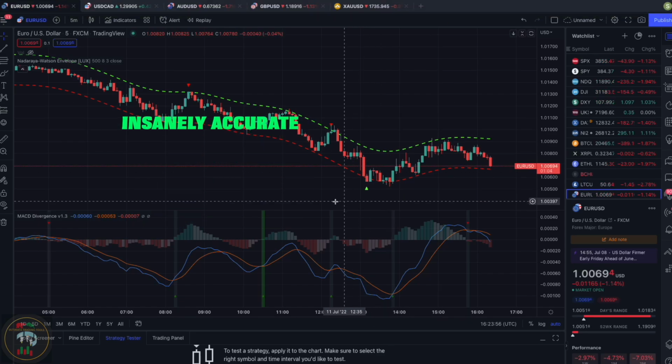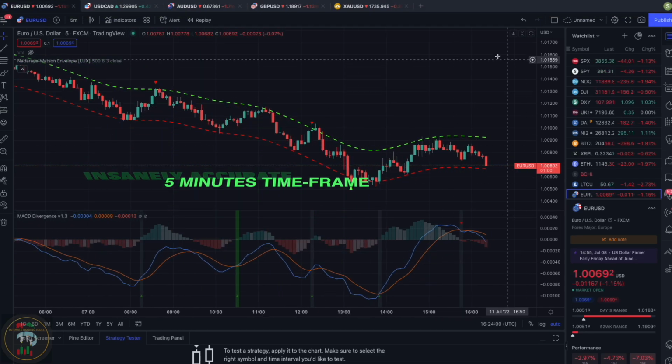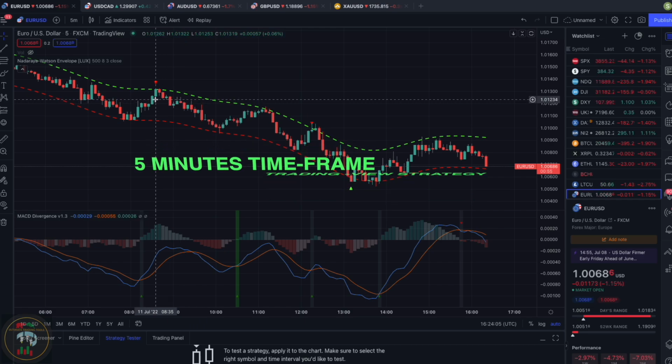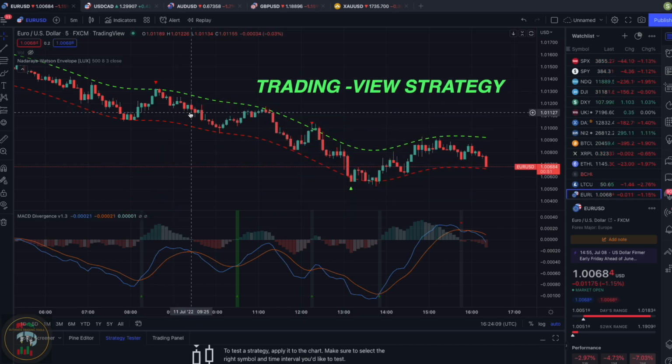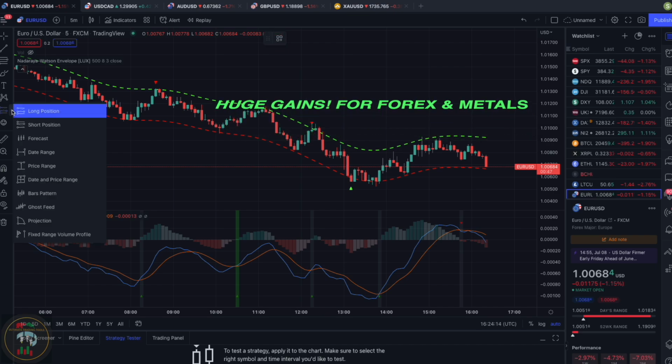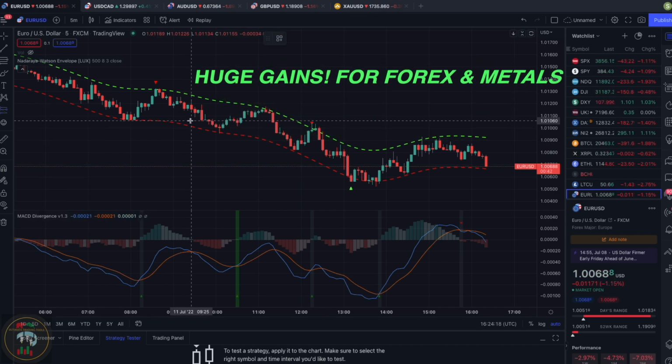I created an insanely accurate trading strategy on 5 minutes time frame with the most unique indicators on Tradingview platform. It's a simple strategy that can make you huge gains trading forex and metals.